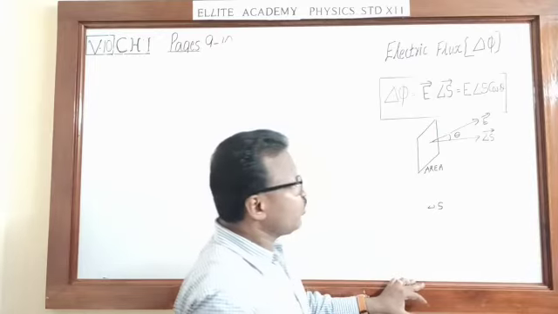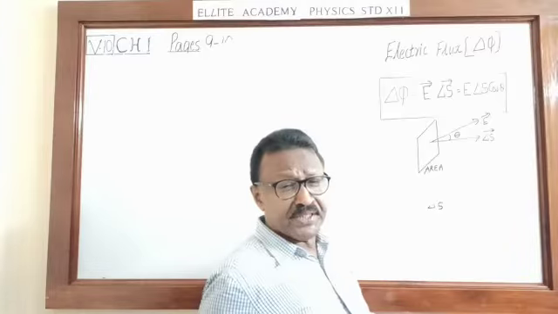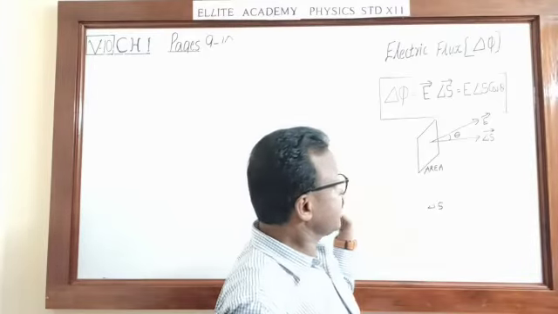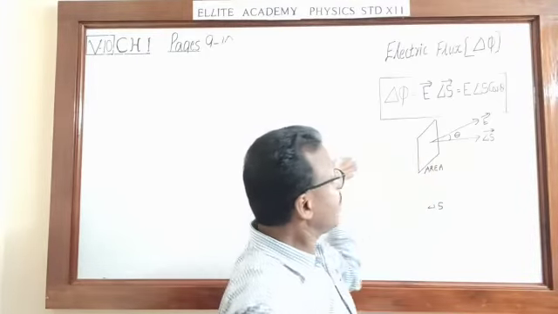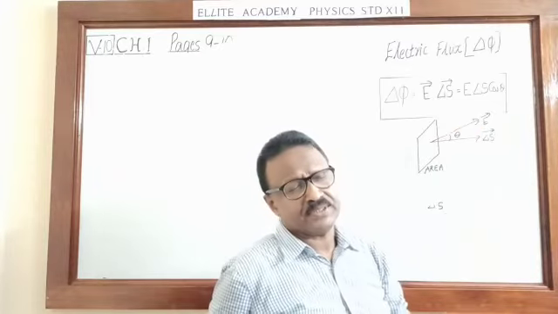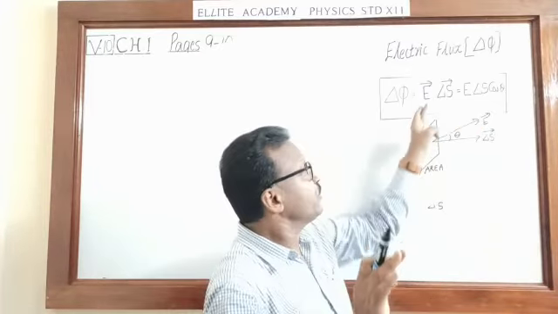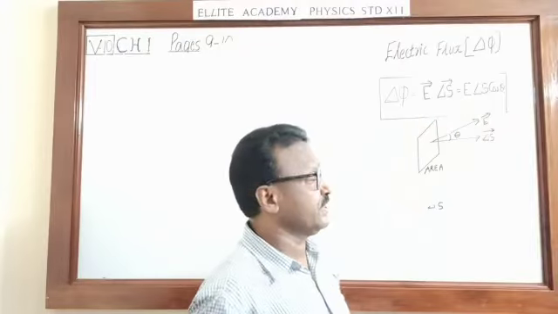Then, there is another way of considering it that we will come across later. It is the number of field lines passing perpendicular to the surface. That will be coming later. Now we can understand E delta S cos theta.